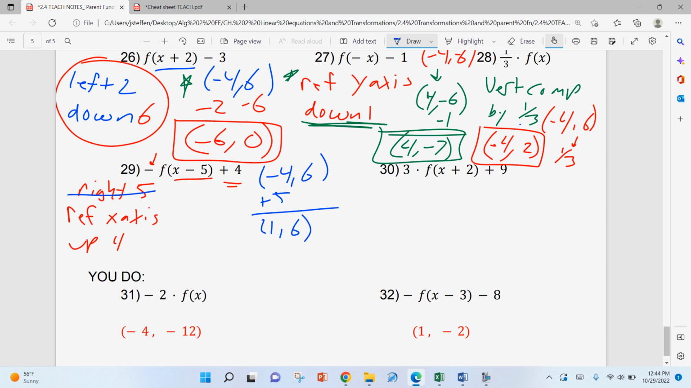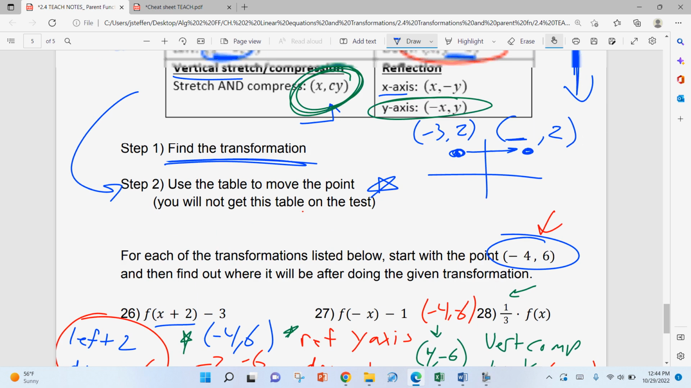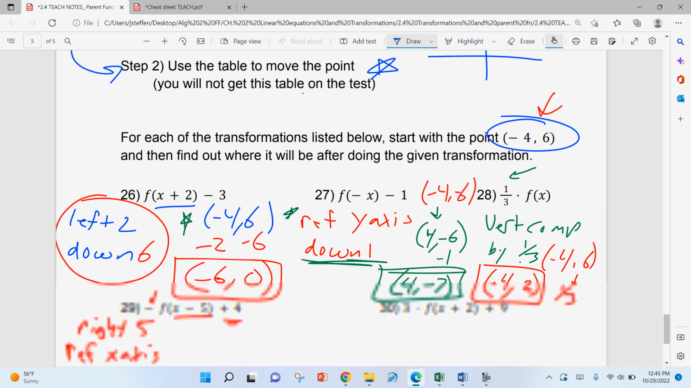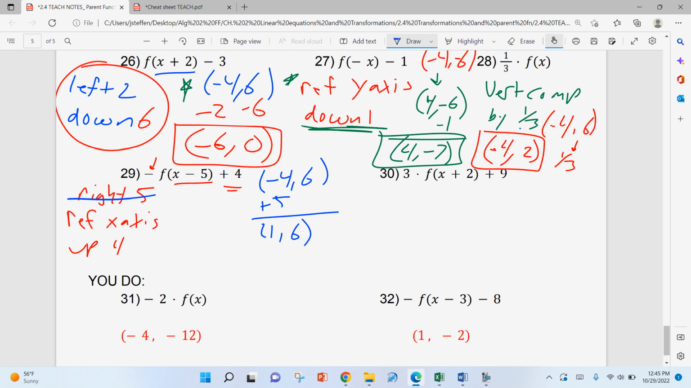Now reflected across the x-axis. The x-axis means we make the y value into our negative. And again, if you want to do a chart or a graph and actually look at this, you'll see why you're changing the y to a negative. But if I were you, I would just memorize that. So that's 1, negative 6. And then last but not least, we're going up 4, which means I add 4 to that y value now. And that ends up being 1, negative 2.